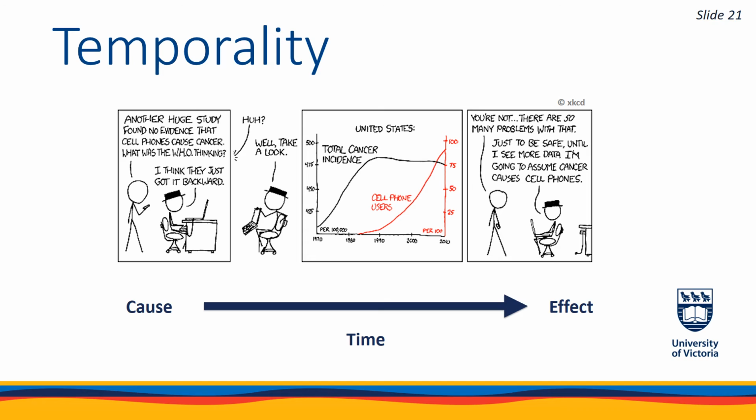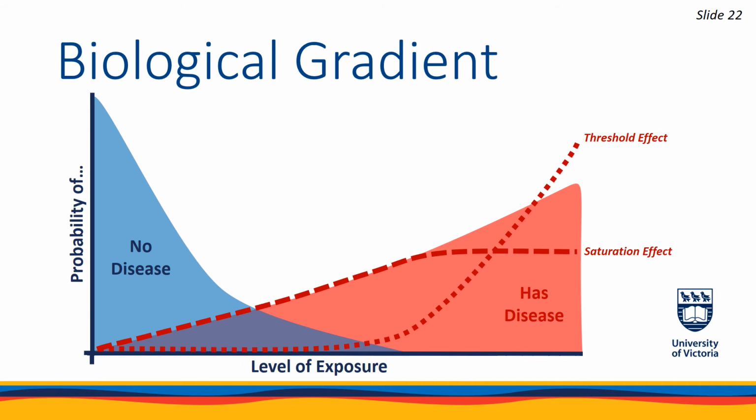Does the evidence really show that the cause is preceding the effect? On slide 22, the next causal criteria is biological gradient. This basically says that as the level of exposure increases, the probability of the disease increases, and the probability of no disease decreases. You could have many different curves and many different shapes depending on this.